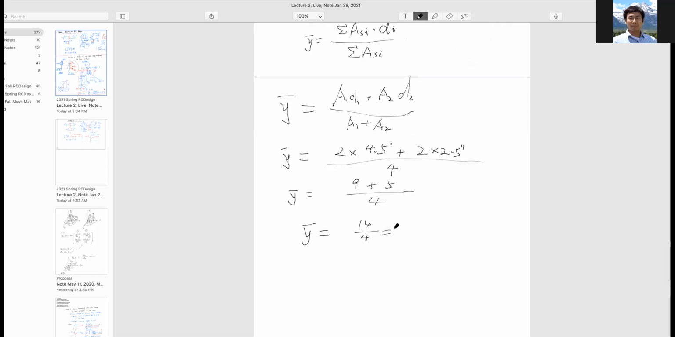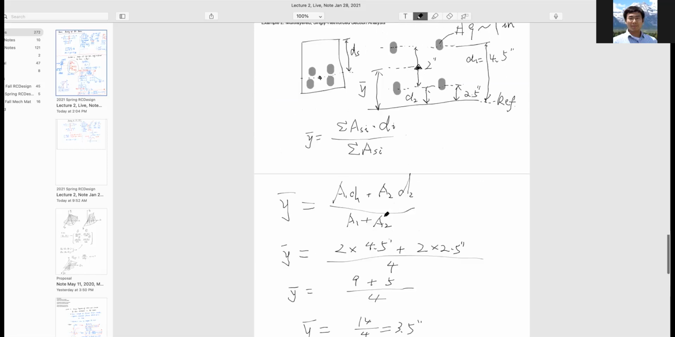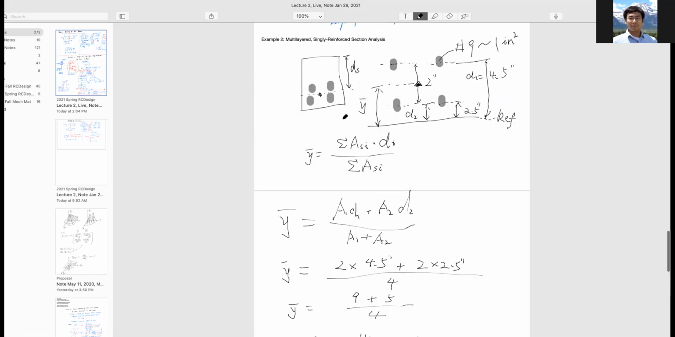So you got what? 3.5, and now this is inch, okay? 3.5 inch. That means this number here is equal to 3.5 inch. All right, okay? It said, Bob, what's the big deal? I got a group of bars, center of it, and the distance between the center of this group to the bottom layer is 3.5 inch.